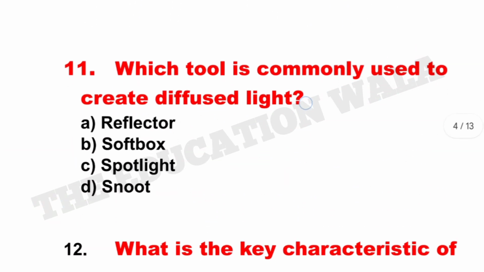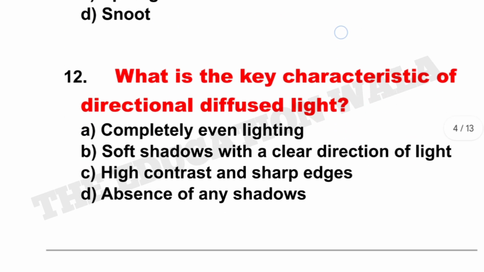Question number 11. Which tool is commonly used to create diffused light? Option A: reflector. Option B: softbox. Option C: spotlight. Option D: snoot. Right answer is softbox.